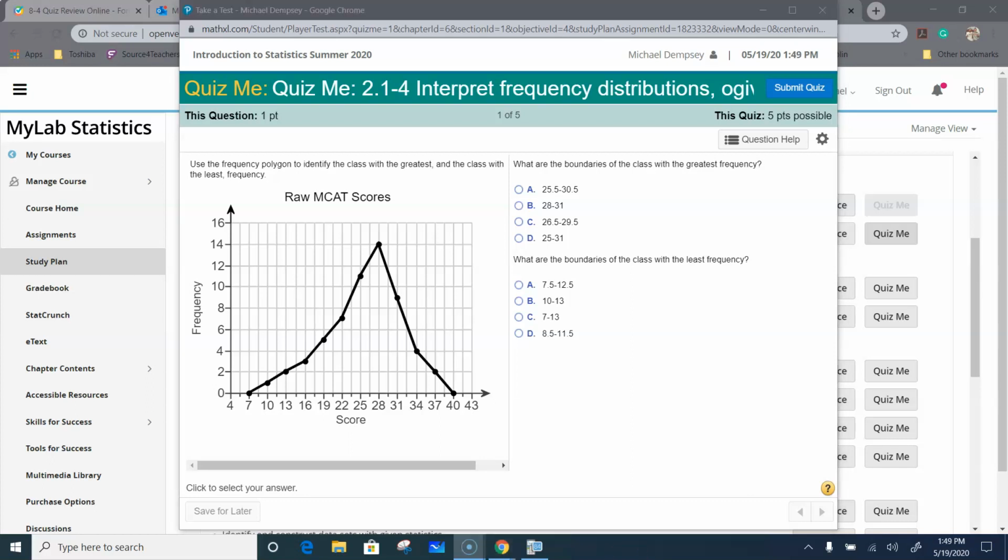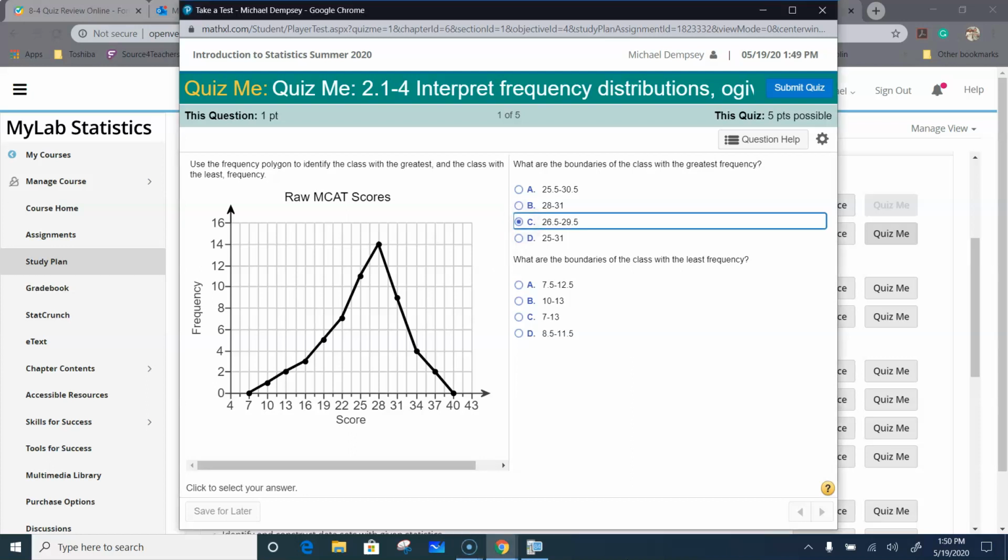So I want to notice what I have here. I have midpoints, right? If you look above 25, you can see 25 is a midpoint, 28 is a midpoint, 31 is a midpoint. So that tells me that my class width has to be 3. So the class boundaries that make the most sense here for that class, where 28 would be the midpoint, would have to be 26.5 to 29.5.